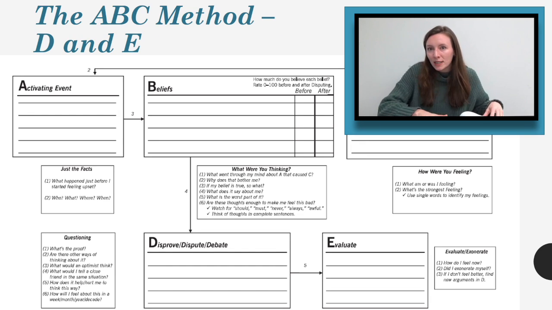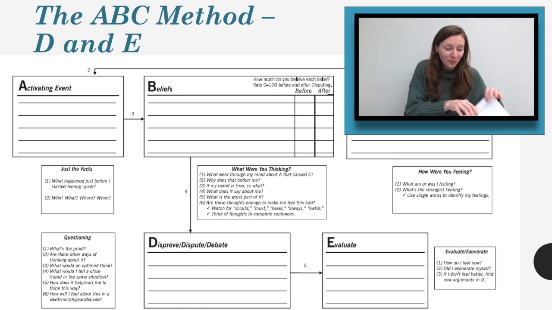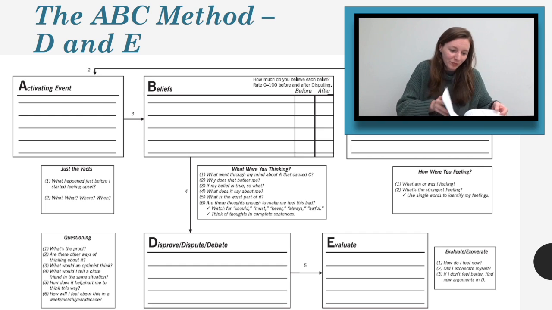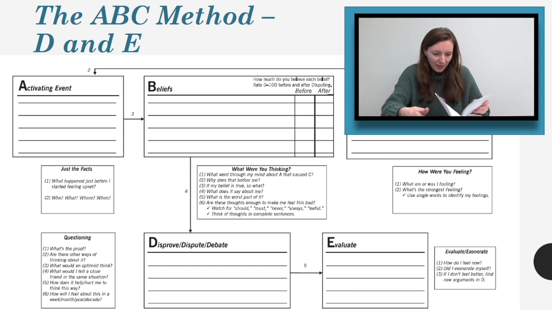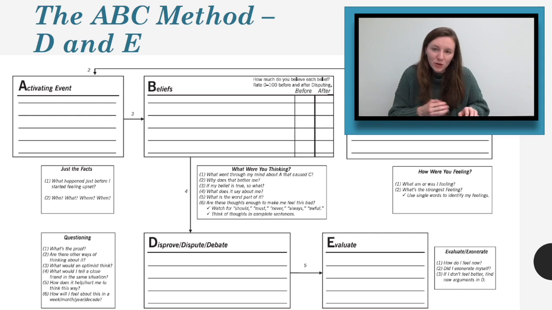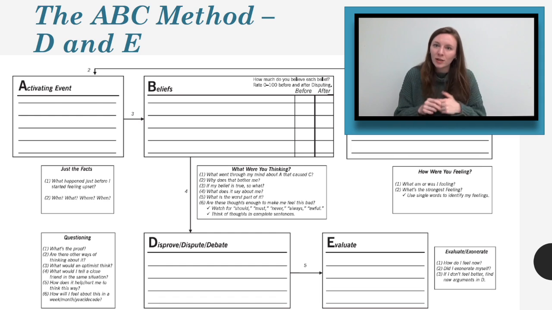In order to evaluate some of these beliefs, you do the D and the E, where you dispute and evaluate how you're feeling after disputing. There are questions you can use to dispute some of these thoughts, and then to evaluate if disputing them makes the intense emotion go down. The questions for that process are on page 107. They're questions like, what's the proof? Are there other ways of thinking about it? What would I tell a close friend in that situation? What would an optimist think? Does it hurt me or help me to think this way? Is there any other evidence?